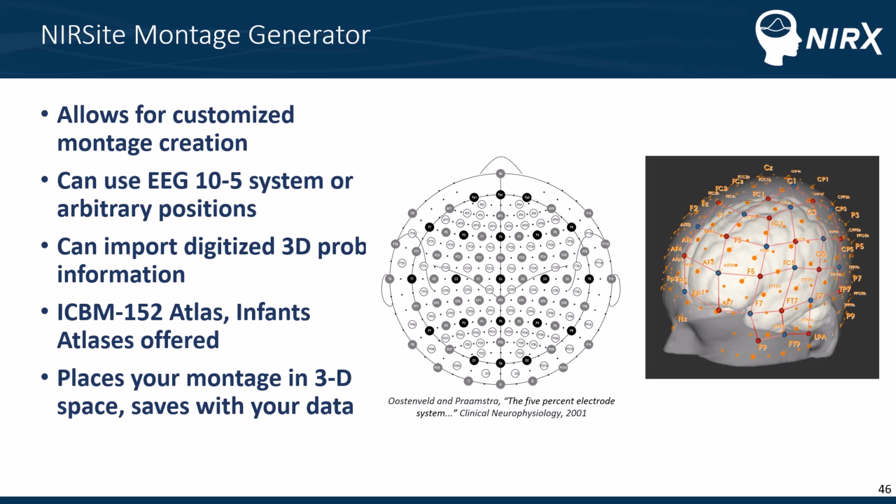NIRSight saves your montage information in 3D space with this atlas information, or your atlas registered information. This saves with your data, and then you can import this information into analysis platforms like NIRS Toolbox and Atlas Viewer, which allows you to do things like generate sensitivity profiles specific for that anatomy, as well as region of interest analysis and image reconstruction. So NIRSight, it's pretty easy to use, but it has a number of sophisticated features.